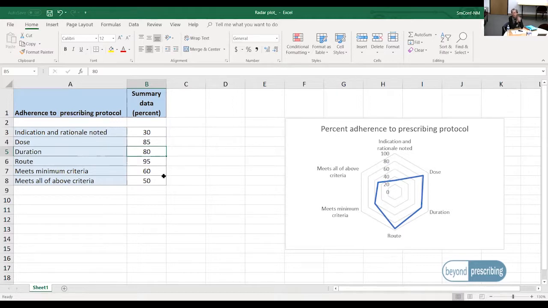Now these are numbers I made up, so let's change that 30 to 70, okay? All right, there you go. So you think, oh, we're doing okay, 70 to 95%. But when you look at it from the patient's perspective, only 50% of your patients are getting everything done correctly. Okay, that's the different way of collecting the data.